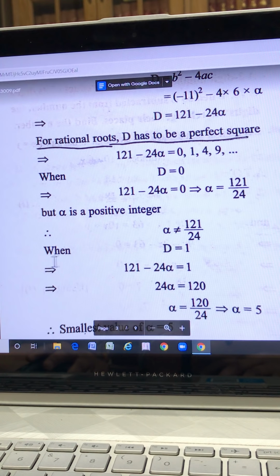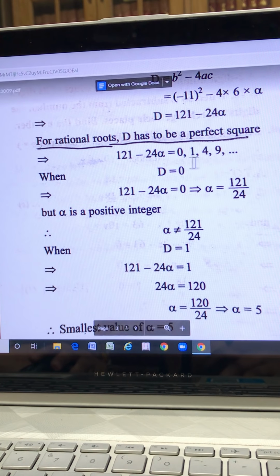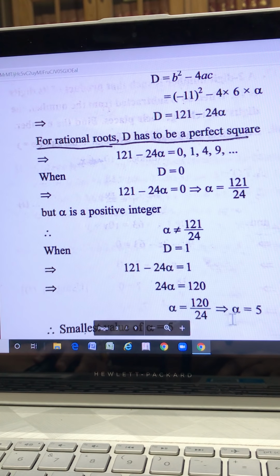This means I now have to assume D to be the next number. What were the possibilities for D? Either it is 0, or 1, or 4, or 9. If I put it as 0, I don't get the value of alpha as a positive integer. I get the positive value, but I am not getting it as an integer. So I assume D to be the next possible value, that is 1. If I put D as 1, I get alpha as 5.